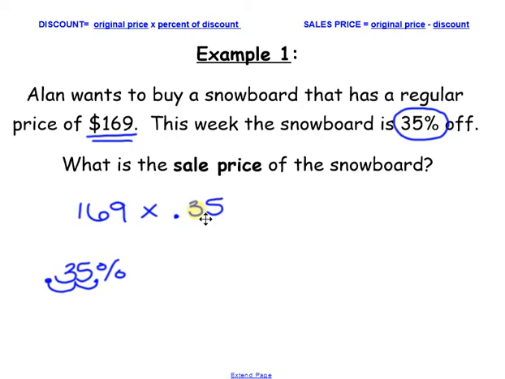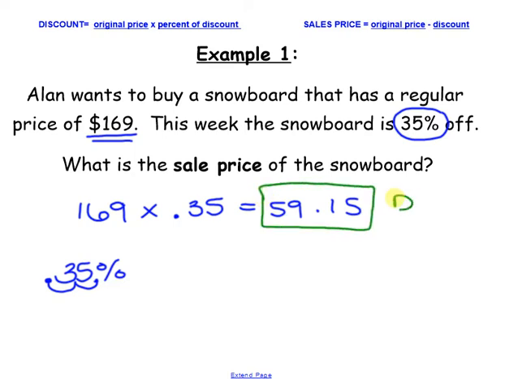You should get 59.15. Okay, if you did not get that, go back, pause the video, and do it again. Okay, what this number represents, $59.15, that is the discount. That is how much off of the original price that you're getting.